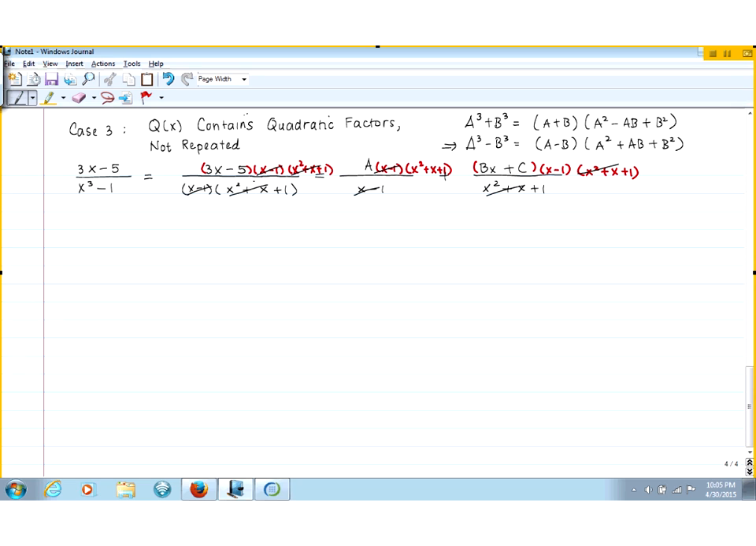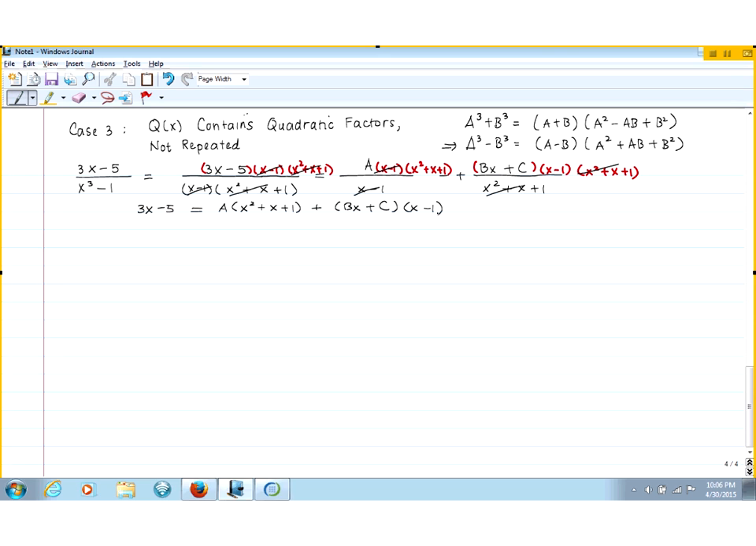I'm not including this one, so we will think that they're separate. I'm starting with this right one, so we're sort of ignoring the first part. Now on the left we have 3x minus 5 left, and on the right we have a times x squared plus x plus 1, plus, oops, this is the plus, it is covered by the common factor, so plus bx plus c times x minus 1.